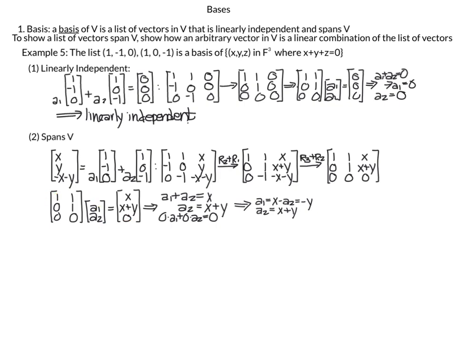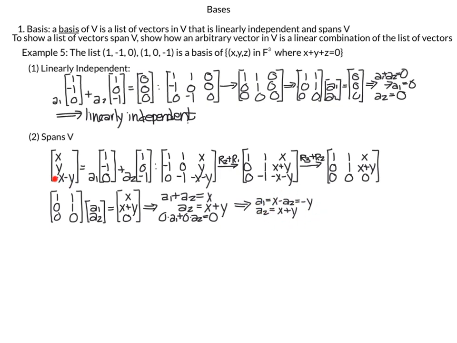Multiplying out, I get A1 plus A2 is equal to x. And here I get 0A1 plus A2 is equal to x plus y. Here I got 0A1 plus 0A2 is equal to 0. So what this tells me is A2 is equal to x plus y, and A1 is equal to x minus A2, which is equal to minus y. So this tells me, given an x and a y, I can find the coefficients.